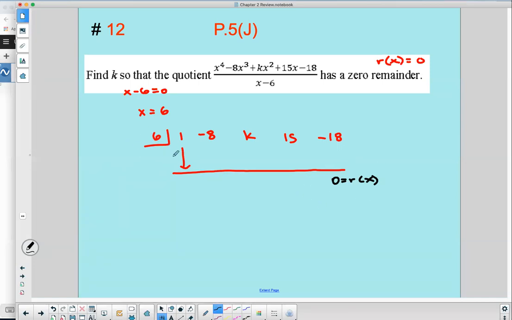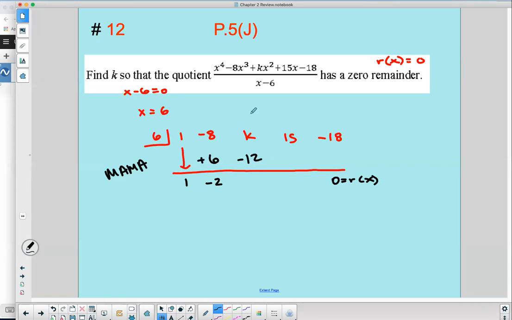So let's go through solving this. 1 falls down, and so what is 1 times 6? Because we do multiply, then add, then multiply, then add. So 1 times 6 is 6. Negative 8 plus 6, because I'm adding, becomes negative 2. Now I multiply. 6 times negative 2 is negative 12. Okay, now I have a problem because I have a k here.